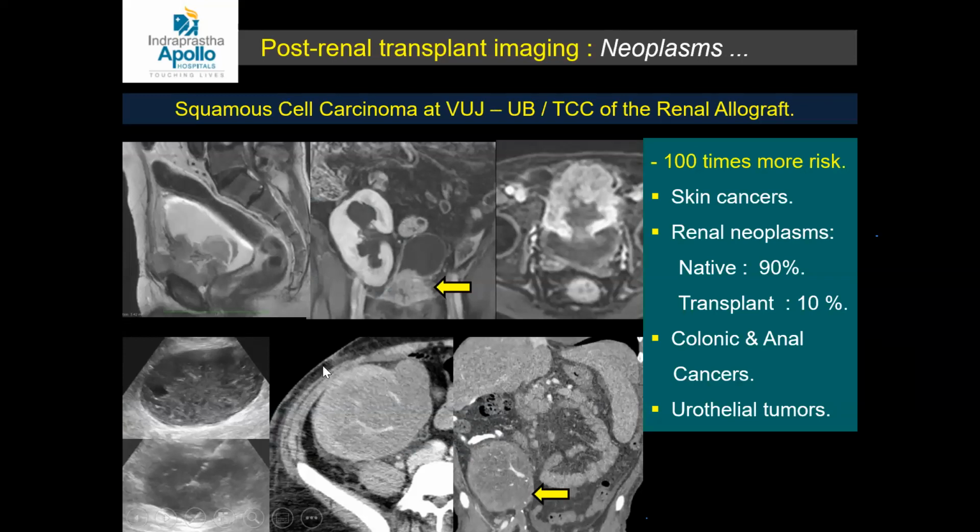Here, this is an example where we can see a squamous cell carcinoma at the pyeloureteric junction. The renal allograft is seen. Kidneys should show this kind of hilum, but here in this transplant kidney it is a faceless kidney. There is no hilum seen, so it is important to suspect malignancy or lymphoma in such patients where the transplant kidney is showing obliteration of the renal hilum.